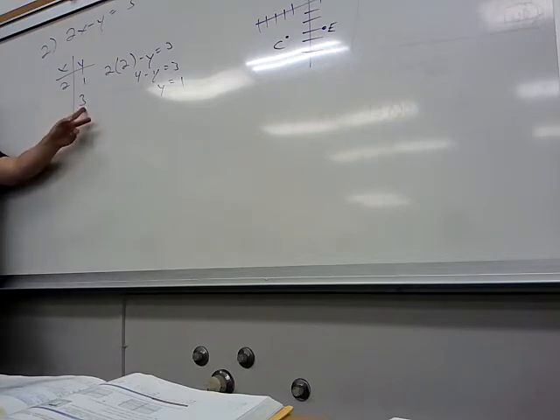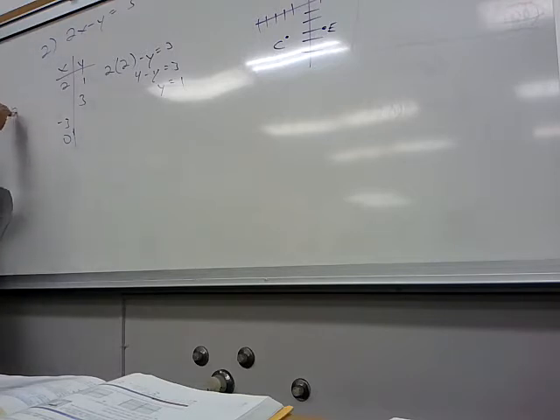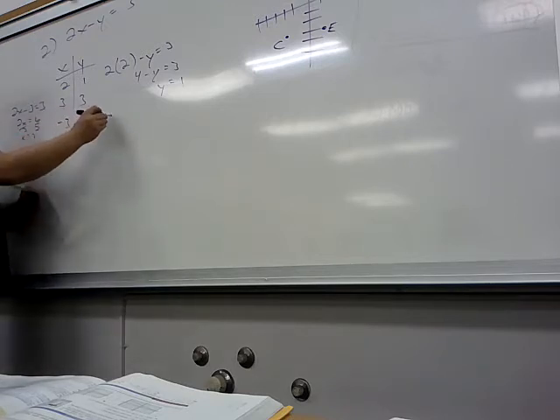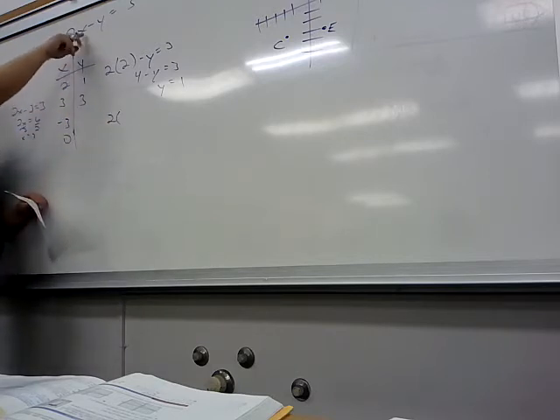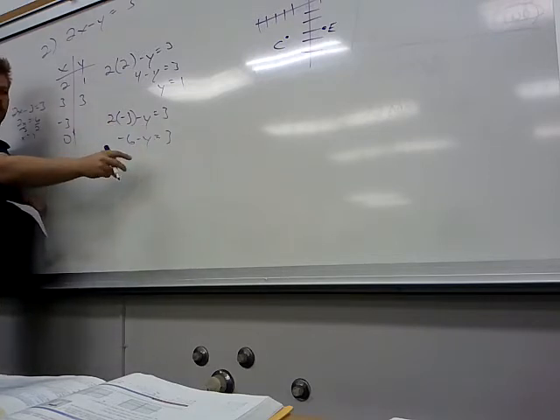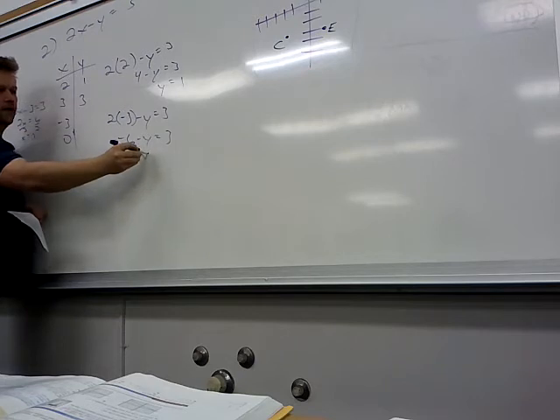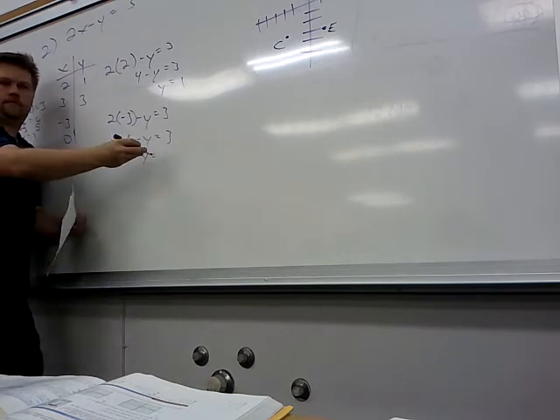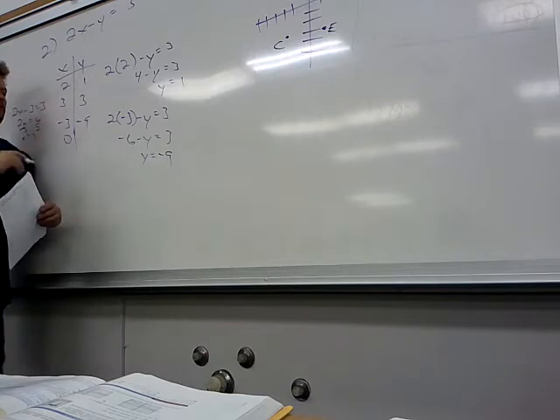This, of course, 3 is going to go where? To the y. 2x minus 3 equals 3. You guys see that? Add 3, divide by 2, x is 3. How are we doing so far? Okay. And then here, again, negative 3 is going to go in for x. Negative 6 minus y equals 3. Add 6, divide by negative 1, y equals negative 9. Good.